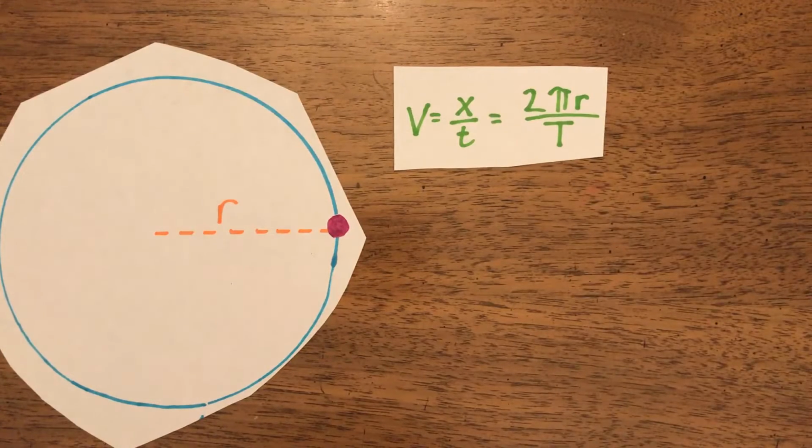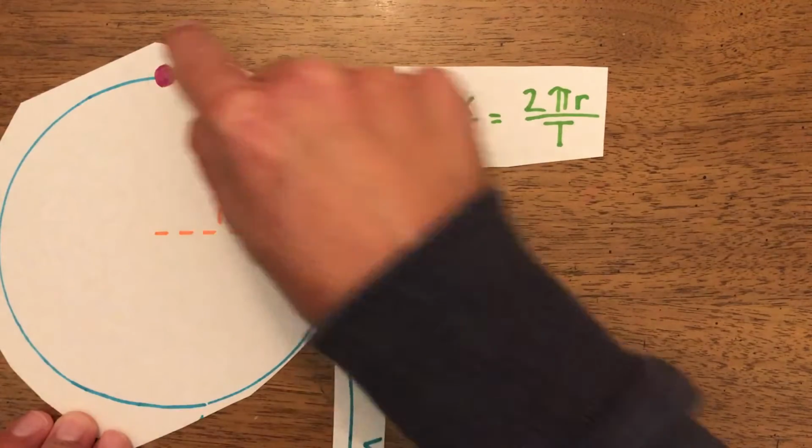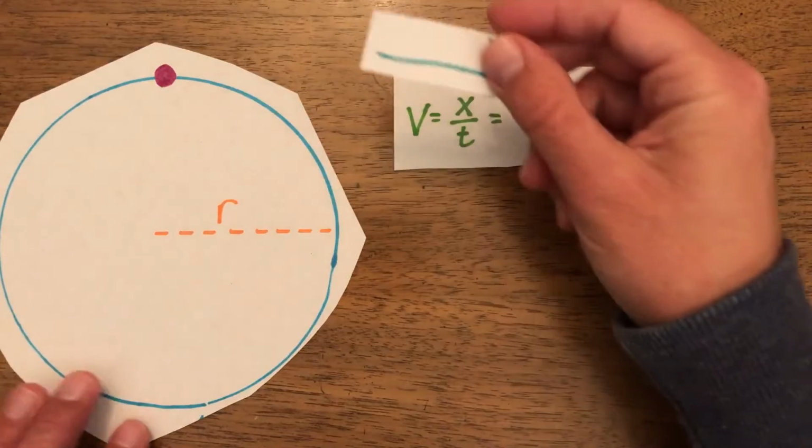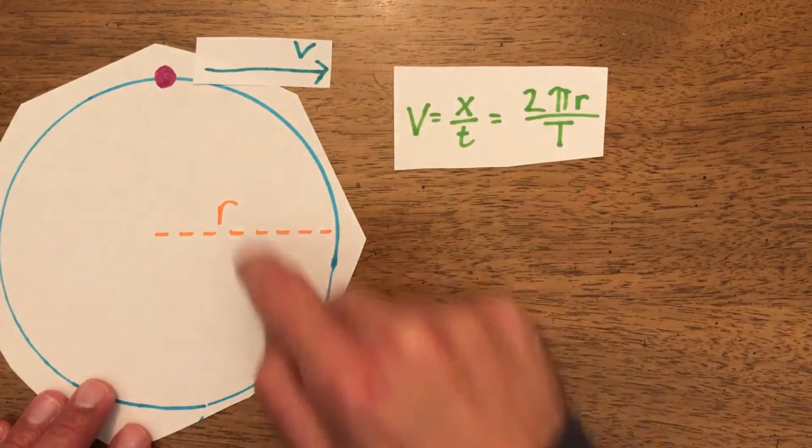Let's talk about this velocity a bit more. So let's say it's going around here clockwise like this. Up at the top, what way is its velocity pointing? It's pointing like that, straight to the right there.